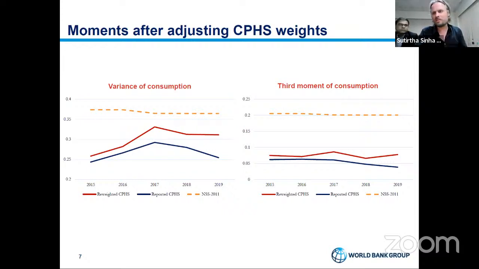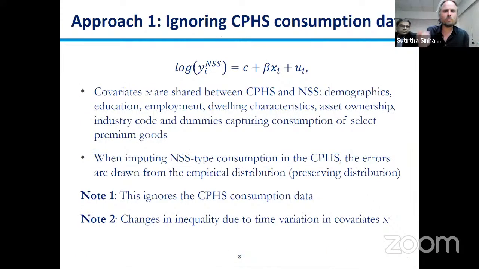We argue that an important reason for this difference is the fact that the CPHS survey has its own consumption questionnaire, its own household expenditure questionnaire that is different from the household consumption questionnaire in the NSS. And as a result, they result in different measures of household consumption. And so that's the second challenge that I alluded to earlier: we're now going to make an effort to introduce into the CPHS a measure of household consumption that is of the NSS type. That way, if we were to derive estimates of poverty and inequality from them, it would allow us to make comparisons with estimates of poverty and inequality that are available in NSS 2011. We're going to consider two approaches.